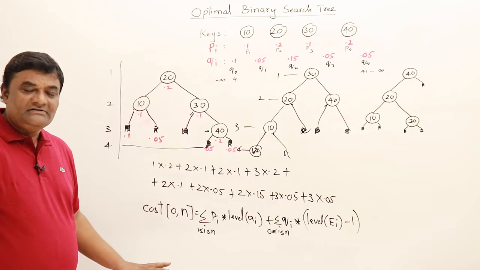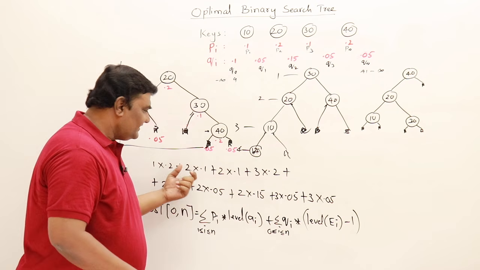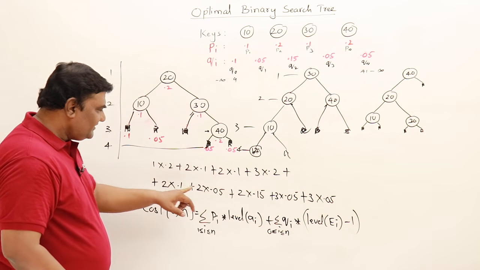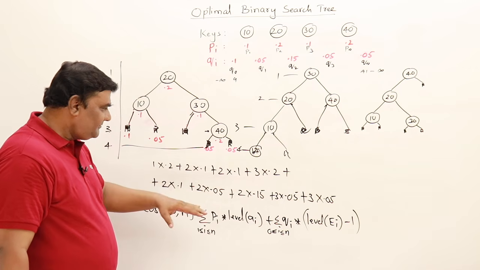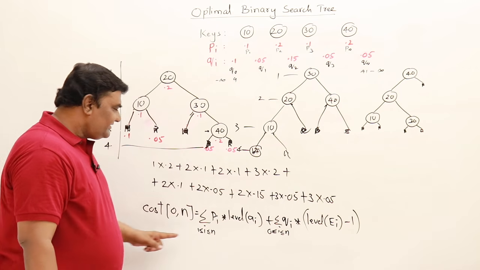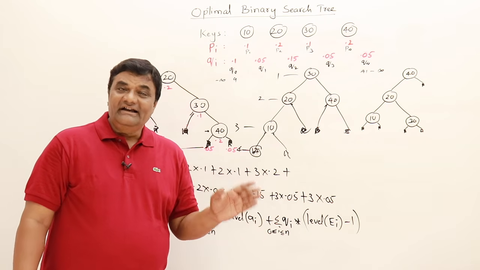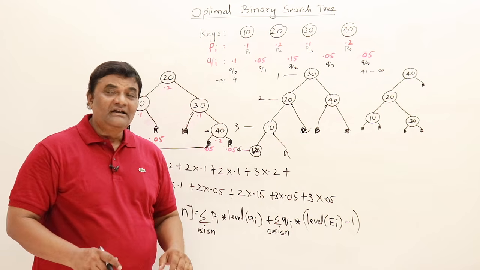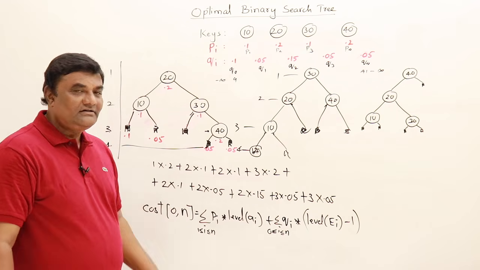This is the formula. So what I have done, I have multiplied the probability with level, and unsuccessful search also probability with level. This also I have to sum up, this also I have to sum up. So this is the cost formula for finding the cost of an existing binary search tree. Already we have a binary search tree and we know the probabilities, we want to know the cost. So this is the formula.